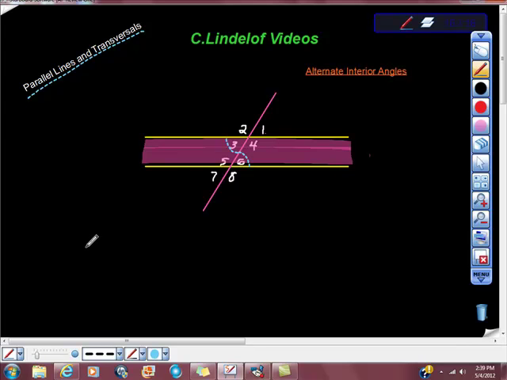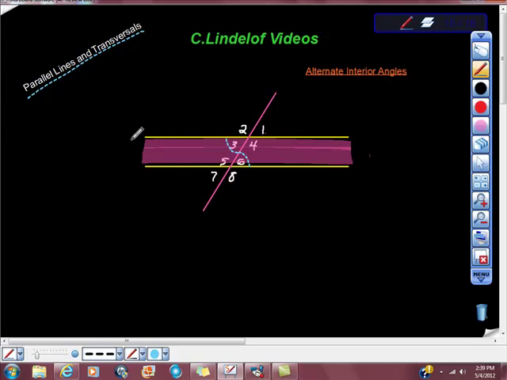A transversal is a line, a ray, or a segment that intersects two or more coplanar rays, or excuse me, or segments, each at a different point. It's a little bit important. We're going to be using parallel lines today, but they do not have to be parallel for a transversal. We're going to be using parallels today. So this is what we have right now.